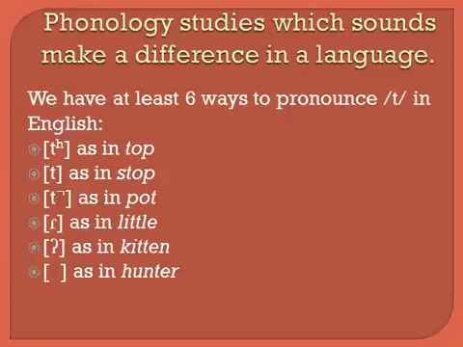So phonology would look at these 6 ways of pronouncing T and say, okay, acoustically, phonetically they're different, but in terms of the difference they make in your language, they're not different. They're all what are called allophones of the sound T. And phonology looks at how the sounds are grouped together, which different sounds matter, which different sounds aren't really different in any sense.